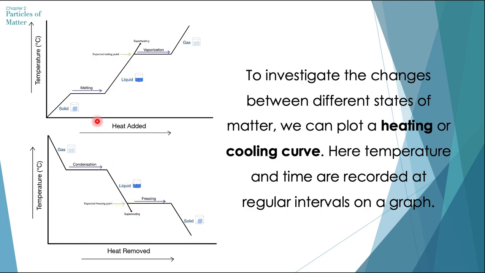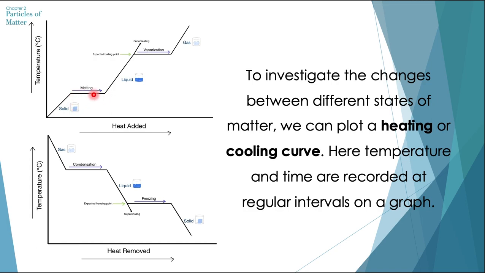Let's look at the heating curve first. We're going to take water as an example for this. So first, the water is a solid, ice. When the temperature reaches 0 degrees centigrade, it starts melting. But during melting, the temperature remains constant. It doesn't increase. It doesn't go more than 0 degrees centigrade because it will melt only at 0 degrees centigrade. So while it is melting, the temperature remains constant at 0 degrees centigrade.